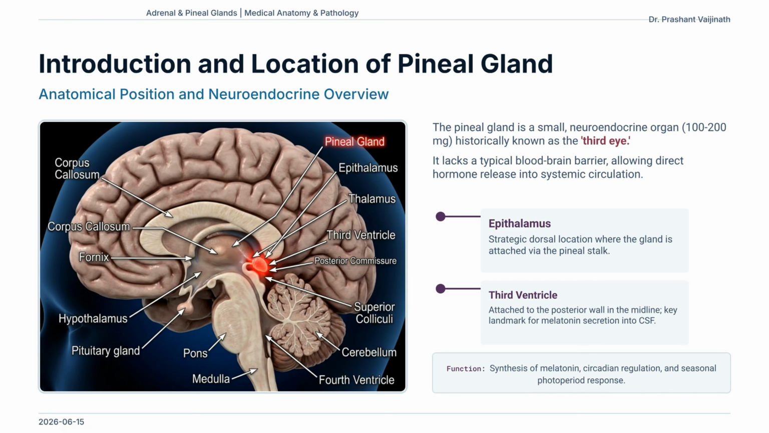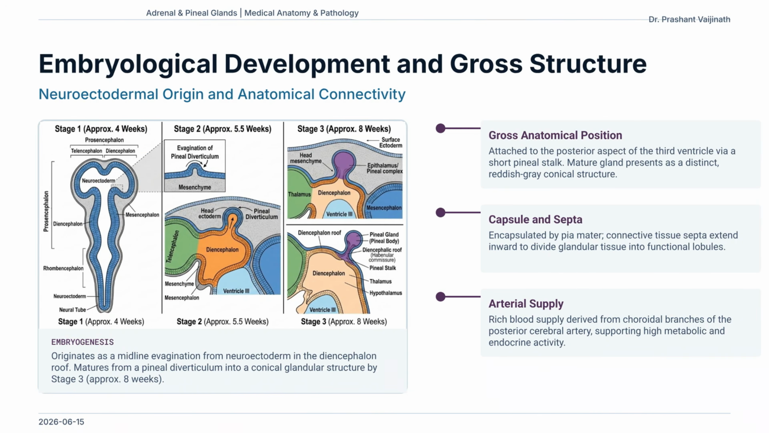Its primary function is the synthesis of melatonin, critical for circadian regulation. The pineal gland originates from a midline evagination of neuroectoderm in the diencephalon roof. It matures from a pineal diverticulum into a conical structure by approximately 8 weeks. Anatomically, it's attached to the posterior third ventricle by a short stalk. It is covered by a pia mater capsule and has a rich arterial supply.